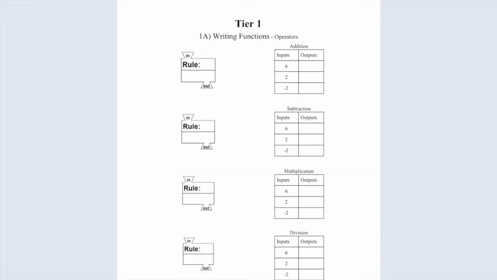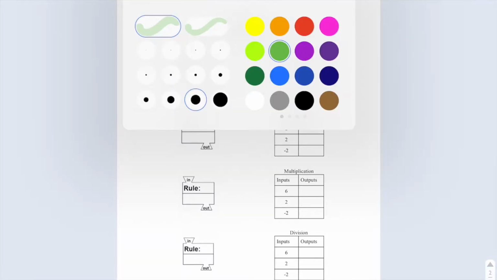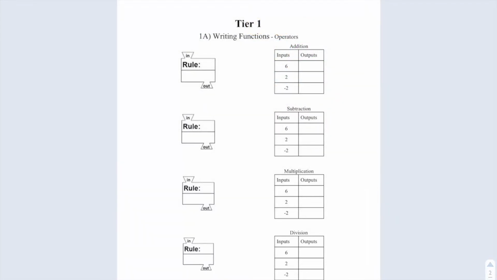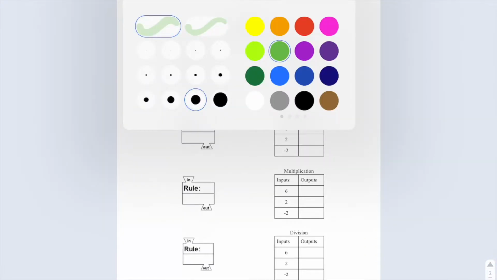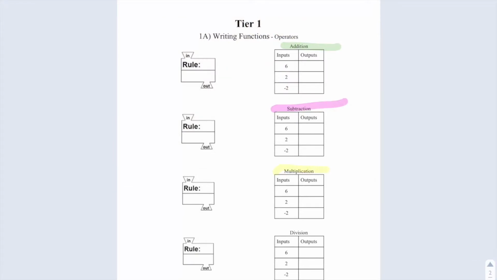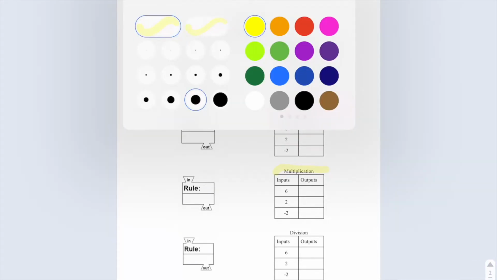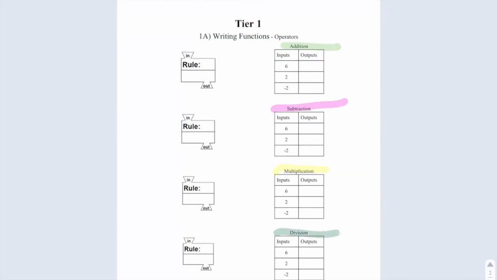Here we are in Tier 1, Lesson 1a. We're writing functions with operators. So what do we mean by operators? They are the operations that you have used your entire mathematical lives: addition, subtraction, multiplication, and division. And we're going to think about these when we're writing functions.